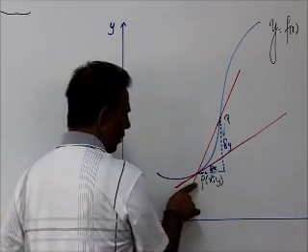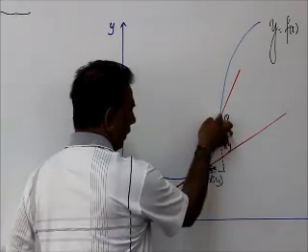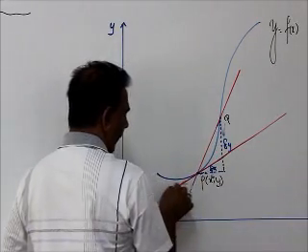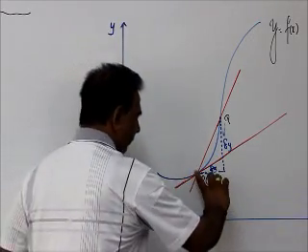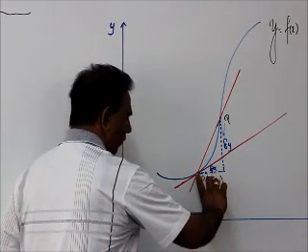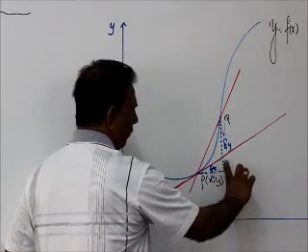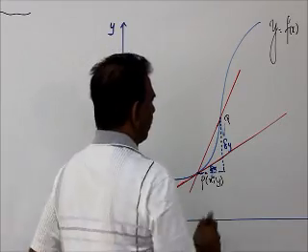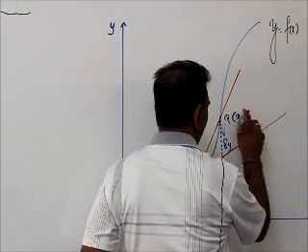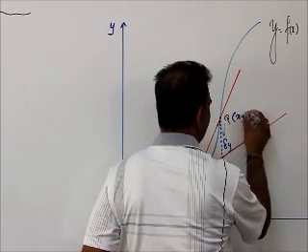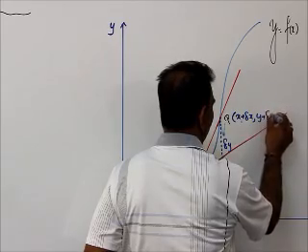So now the x coordinate increased by delta x. So the x coordinate of Q is x plus delta x. At the same time, the y coordinate of P is y, and now the y coordinate of Q is y plus delta y. So we can mark Q: the x coordinate is x plus delta x, and the y coordinate is y plus delta y.